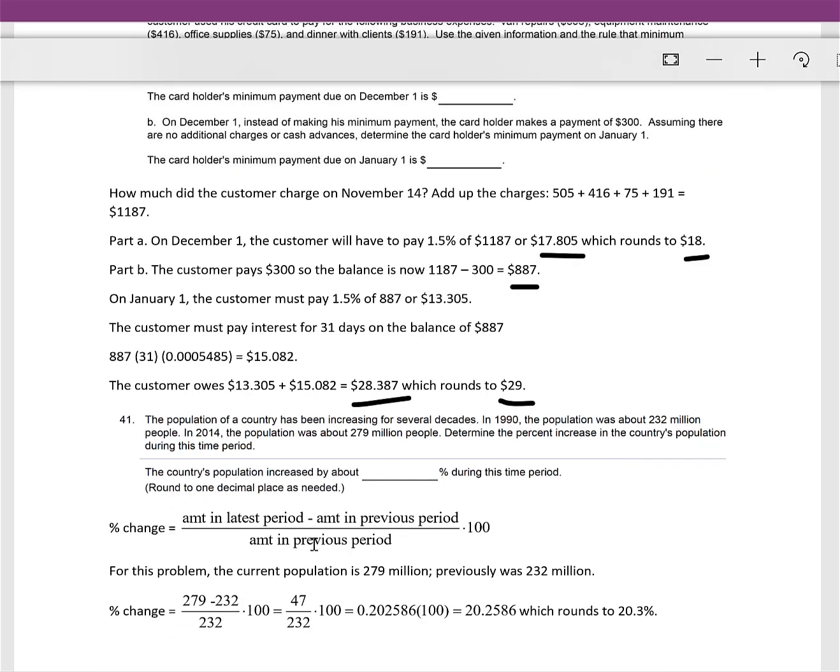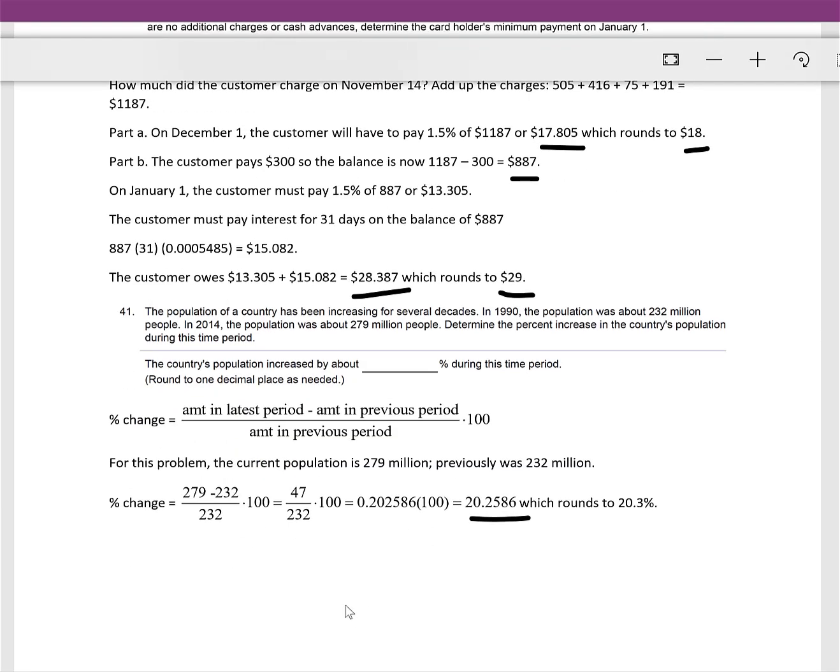This is a problem that should have been a little earlier and somehow got out of sequence in my copy of the prep quiz, but this is a percent change question again. Population of a country has been increasing for several decades. In 1990, the population was 232 million. In 2014, it's 279 million. Determine the percent increase. So we're going to take the 279 minus the 232, divide by 232, multiply by 100, and we've got an increase of about 20.3%.